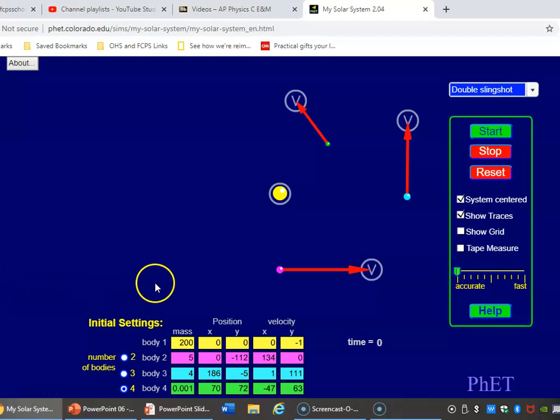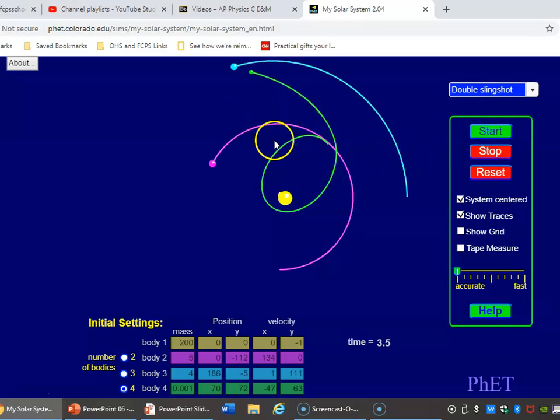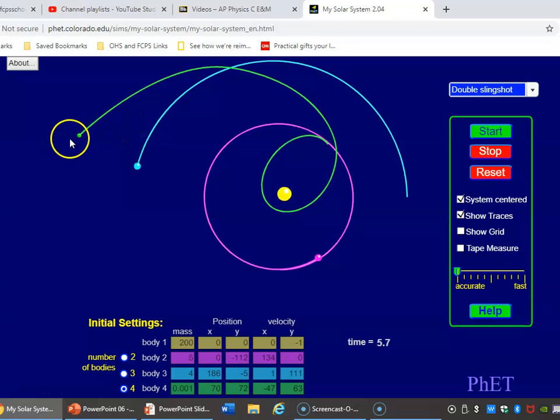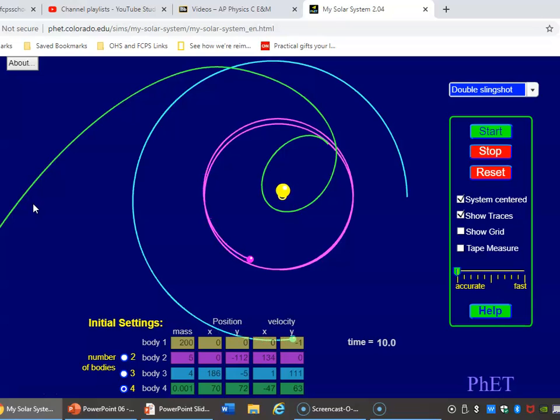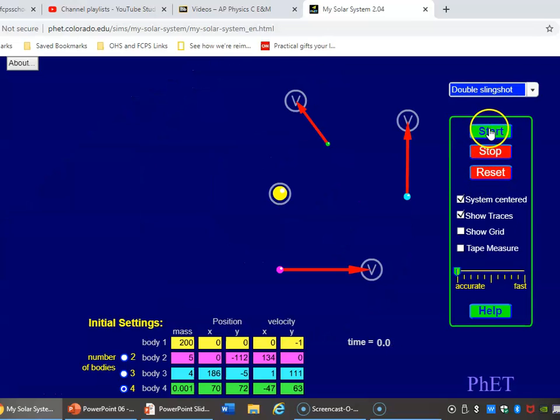Here, using the PhET My Solar System simulation, we have a satellite, which is in green, being affected by two planets, which are purple and blue, and it's also in orbit around the Sun. So here we go. There's the satellite. It got a gravitational assist from the purple planet, and then again from the blue planet, and now it's escaping from the system. Now, notice that in so doing, it stole some energy from these planets, and as you can see, those planets are now in different orbits. Let me reset this and show it again.